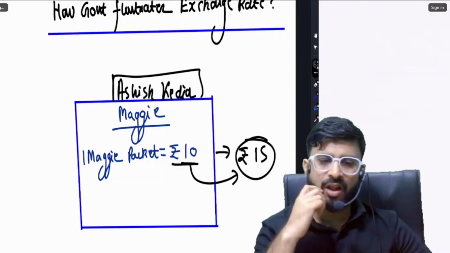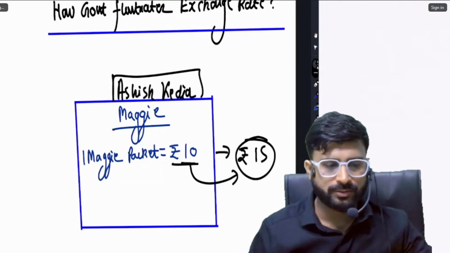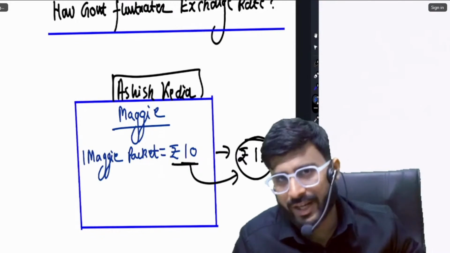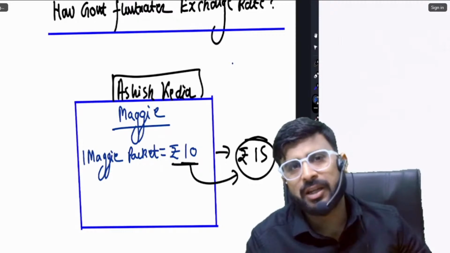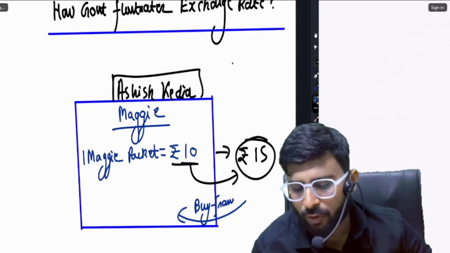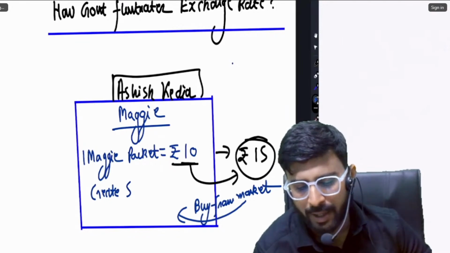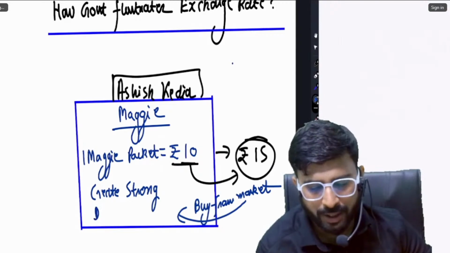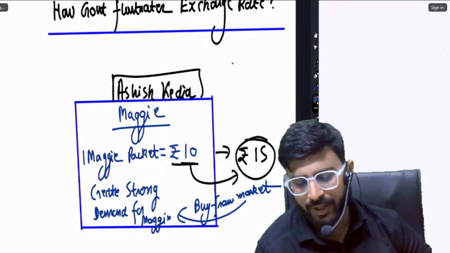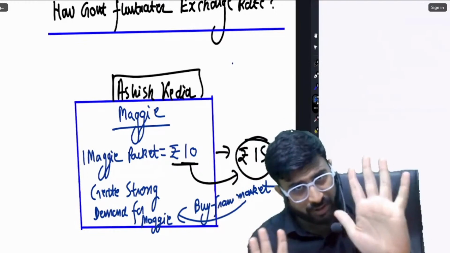See, let me tell you what I can do. The market has many Maggi packets. I can start buying from the market. Buy from market, buy from market. Create strong demand for Maggi. Assume that I have a lot of money, for the time being.